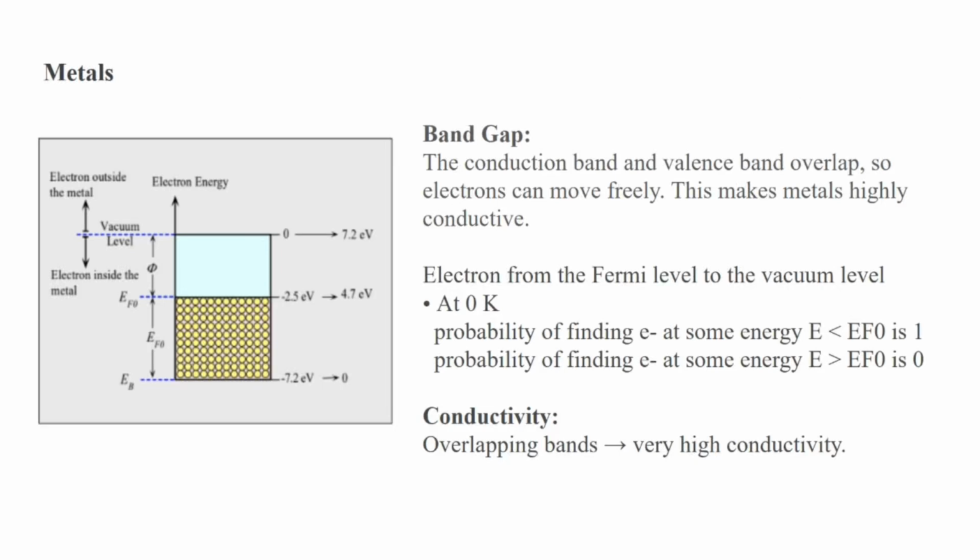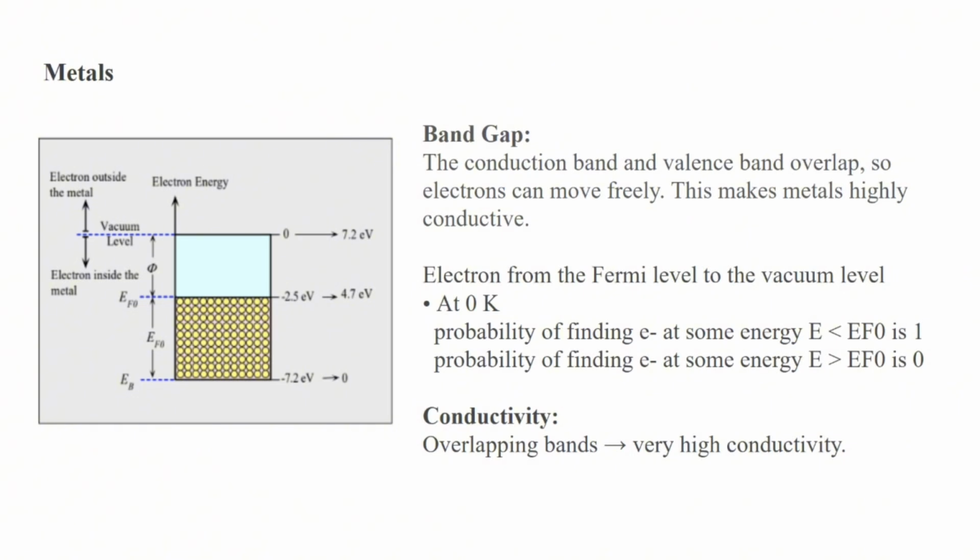In metal, the conduction band and valence band overlap, allowing electrons to move freely, which makes metal highly conductive. At absolute zero Kelvin, electrons fill all energy levels from the bottom of the band up to the Fermi level energy EF0. At this temperature, the probability of finding an electron at an energy less than EF0 is 1, and when the energy level is greater than EF0 is 0.